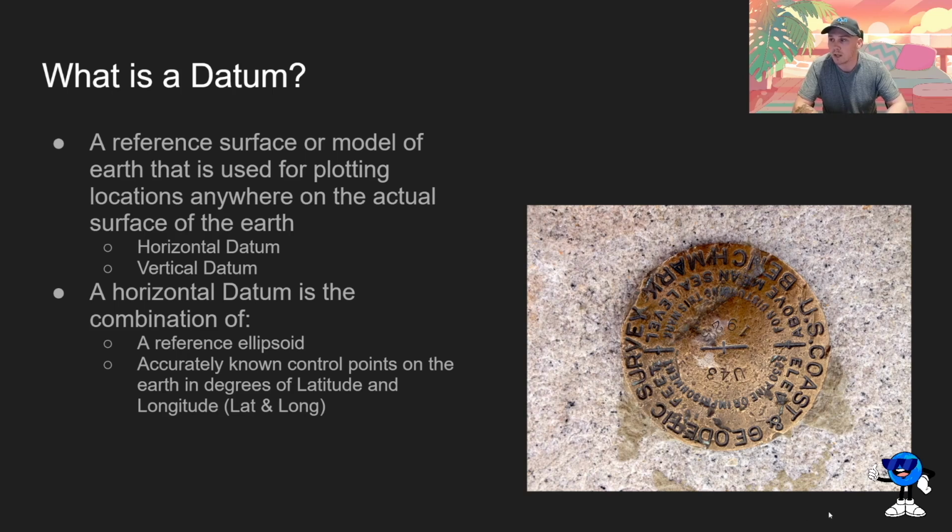There are also vertical datums, which are heights above or below the surface. So this is a vertical datum, which is on the top of Mount Whitney. It's the marker at the summit of the mountain that tells you the altitude of the highest point of that mountain.